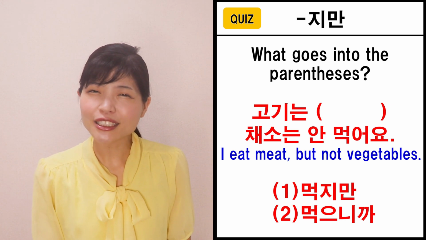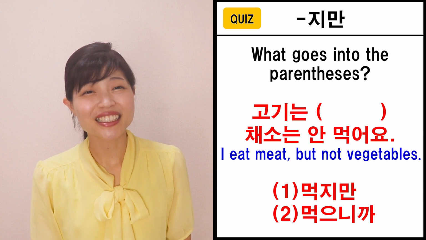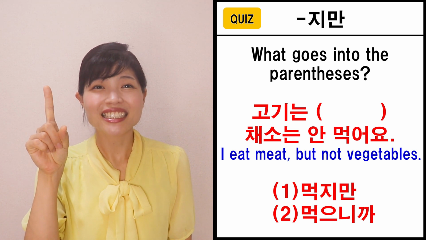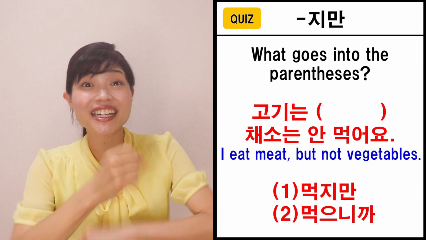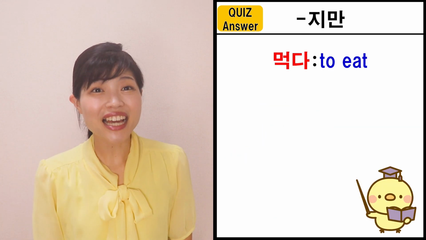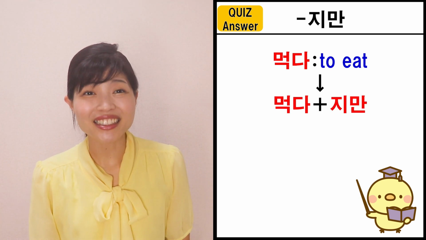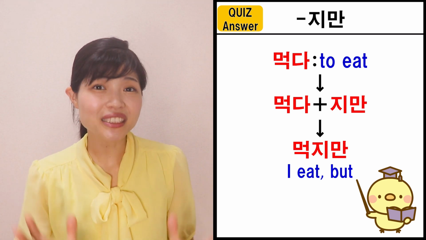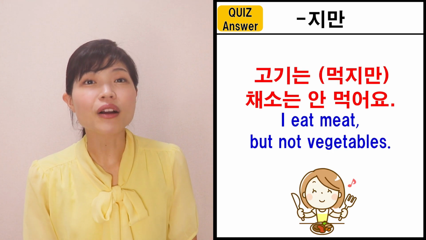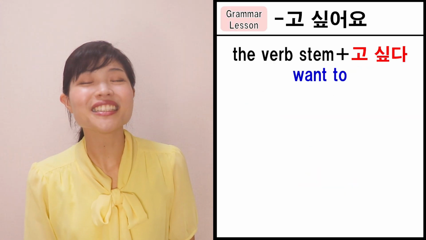고기는, 채소는 안 먹어요. I eat meat, but not vegetables. Number 1, 먹지만. Number 2, 먹으니까. The answer is number 1. 먹다, to eat, is the dictionary form. You keep the 먹 part and add 지만. Then it becomes 먹지만, I eat, but. The whole sentence would be 고기는 먹지만 채소는 안 먹어요. Got it? Let's learn the second grammar.